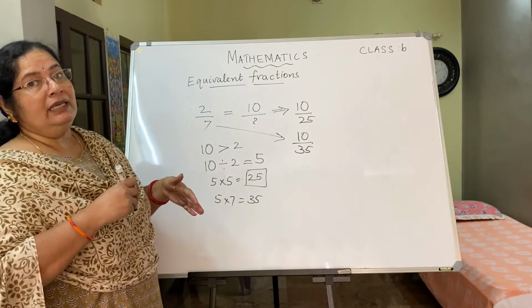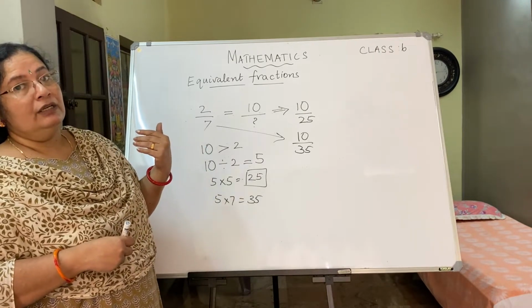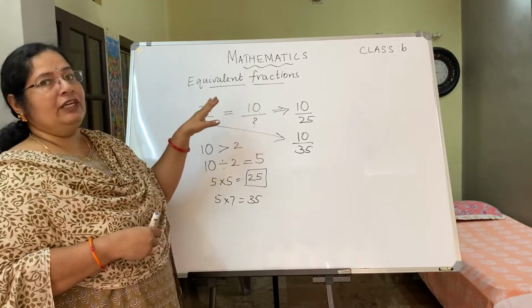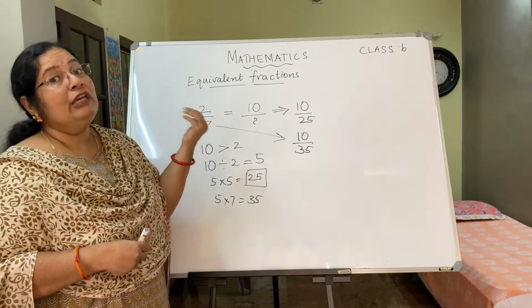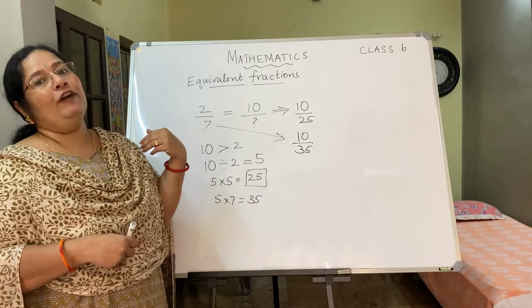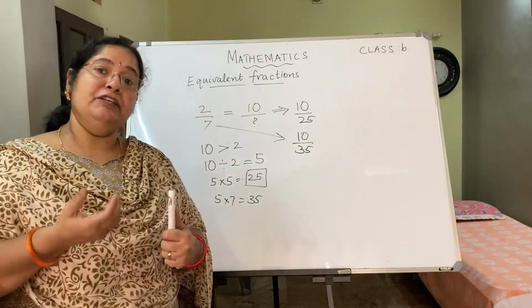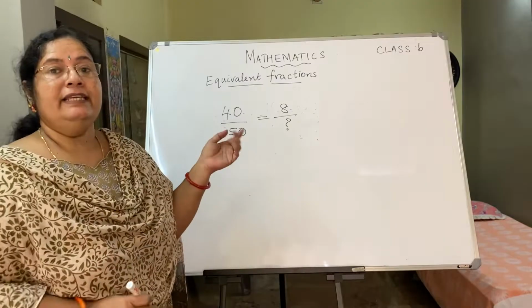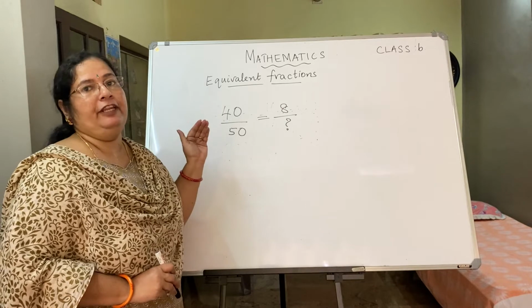Now we will see when you are asked to find an equivalent fraction for a given fraction whose numerator and denominator are greater than the equivalent fraction we are going to find. That case also we will see. There the method is a different one. Now see here, we have a fraction 40 by 50.